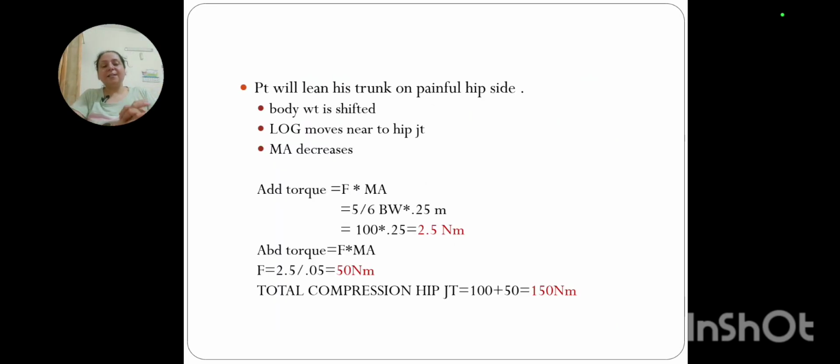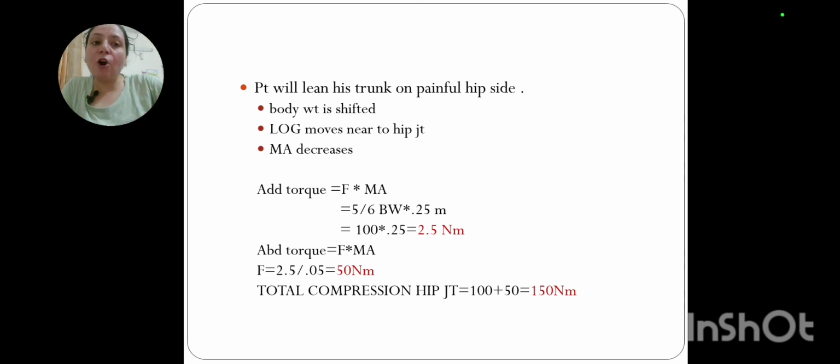So in that condition, let us see what the joint compressional forces are. When you have a painful hip, the patient is leaning, or the trunk is leaning, towards the hip side, so the line of gravity is moving nearer. So the moment arm has reduced from 10 centimeter, that is 0.1 meter, to 0.25 meter. We have assumed this because it has reduced.